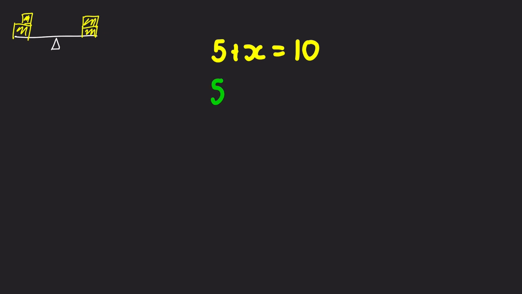So 5 plus x minus 5 is equal to 10 minus 5. I'm minusing 5 on both sides. And we know 5 minus 5 is equal to 0, and we're left with this x. And therefore, x is equal to 5. And if I were to put that into the equation, we know that would thus work out, right? 5 plus 5 is equal to 10. So it's perfect.